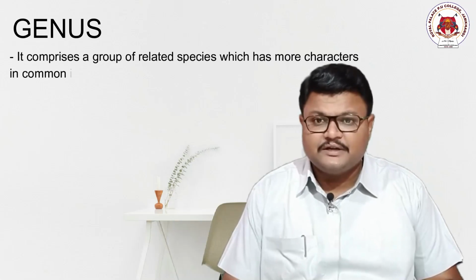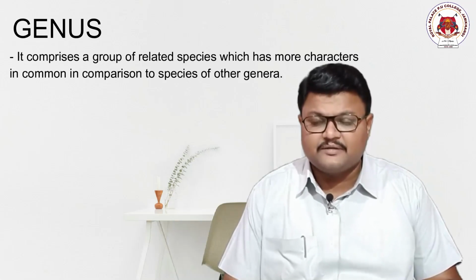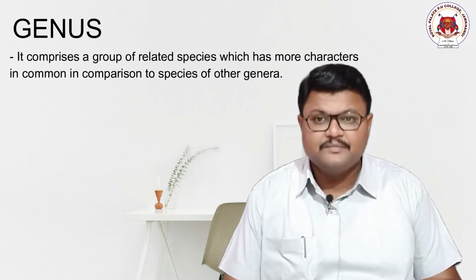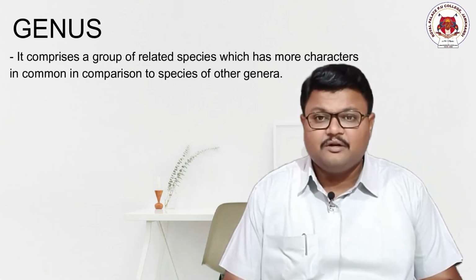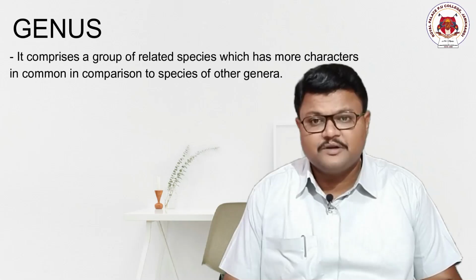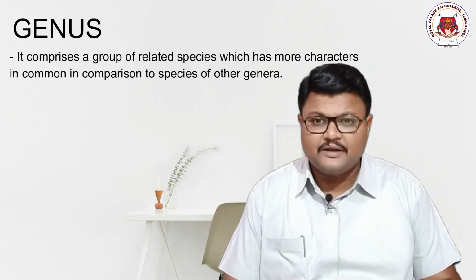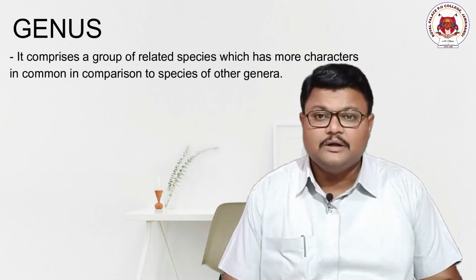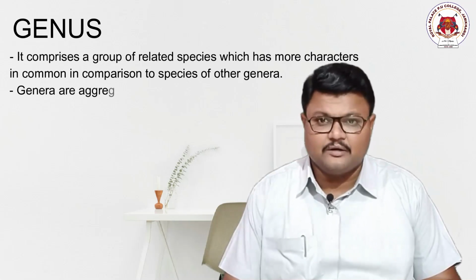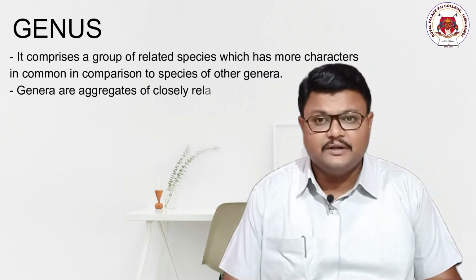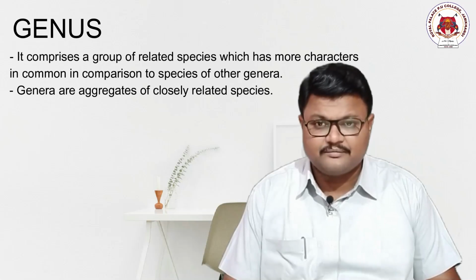The next taxonomical category is genus. It is present above the species. It contains more number of organisms than species. It contains less number of common characters than species. But in a genus, the number of characters of those particular species might increase. That's why species having similar or more appropriate characters are included in the category called genus.